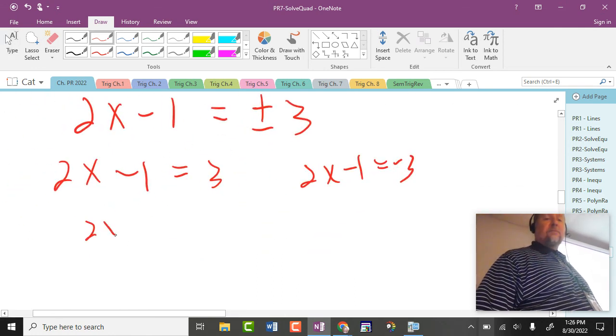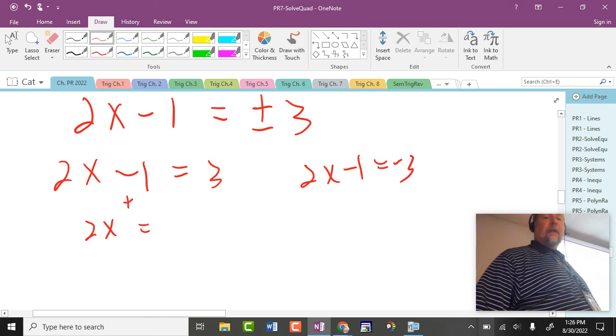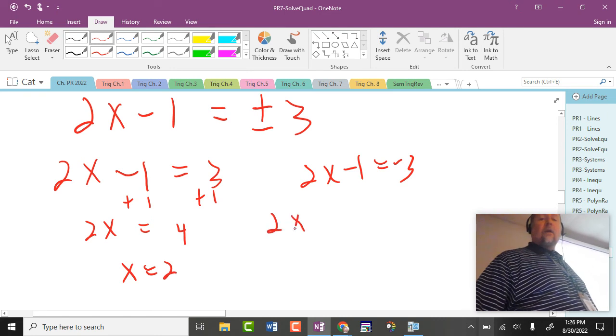Okay, so then this becomes 2x equals, add 1, add 1. I really don't need to see these anymore. X equals 2, add 1.